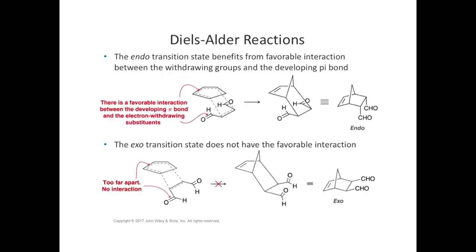The reason for this has to do with favorable orbital interactions in the transition state. If you have a diene and a dienophile reacting such that the electron withdrawing group is tucked under the diene, it can actually interact with the developing pi bond, and that is favorable, and that leads to the endo product. But if you try to orient it the other way, as shown here, that interaction, called secondary orbital interactions, cannot occur, and it's not as stable.